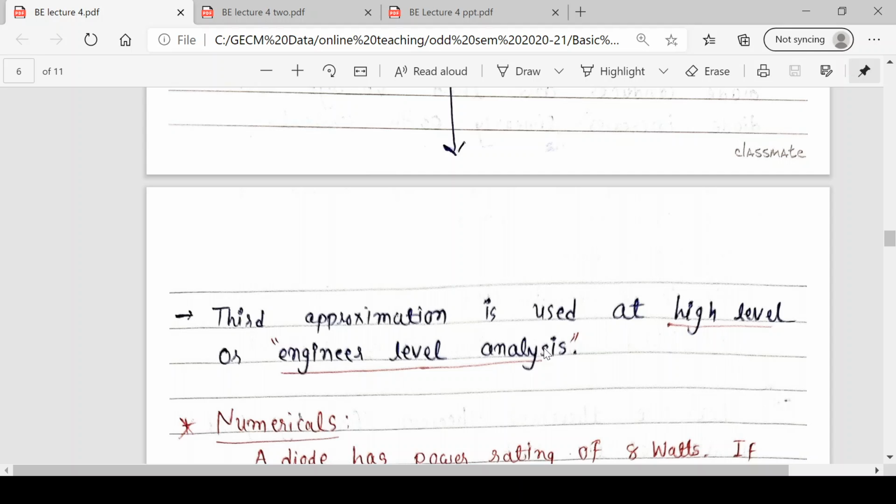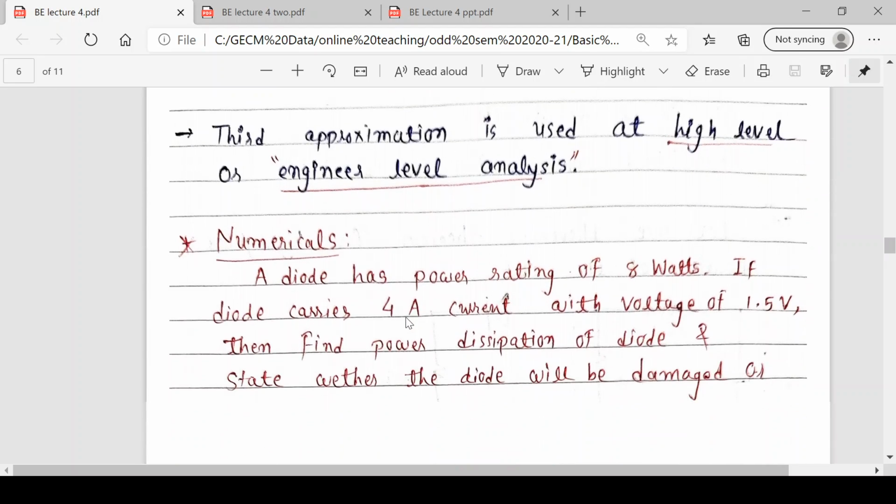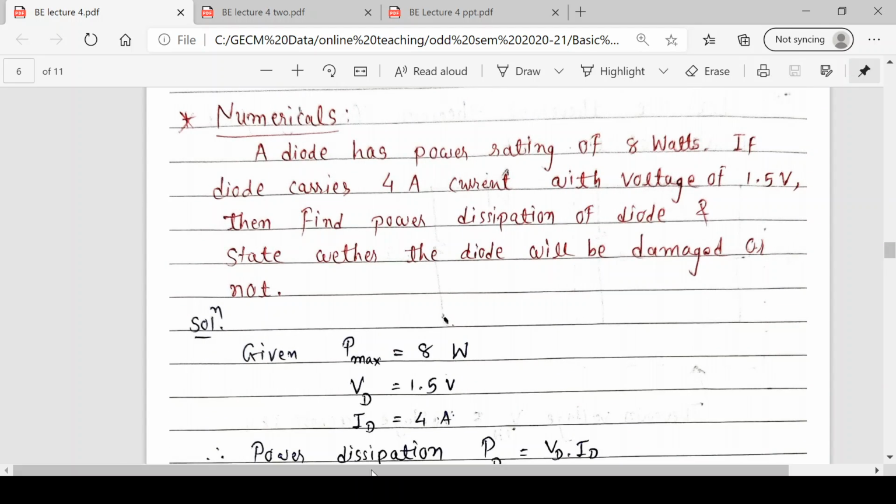the main duty of designing a system, whether it is mechanical, electrical, electronic, computer or IT. An engineer has to design something and has to design it in such a way that it takes all the detailing into account. That's why the third approximation of diode will be used at high level analysis, or you can say engineer level analysis. So all these three approximations will be further clear when we take some numerical examples.